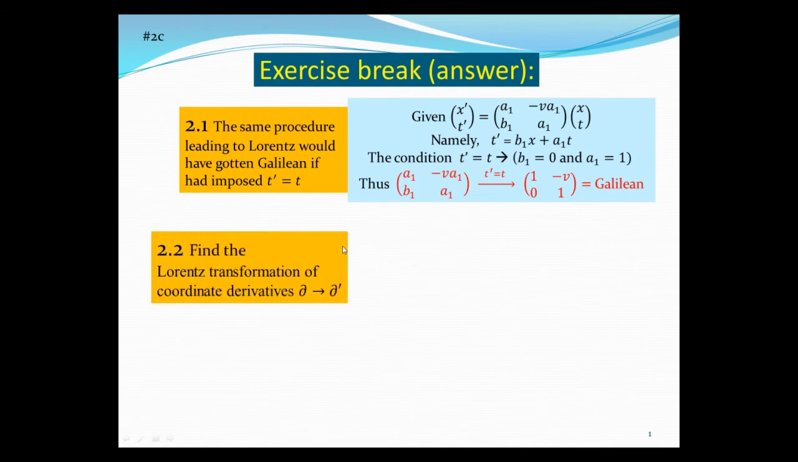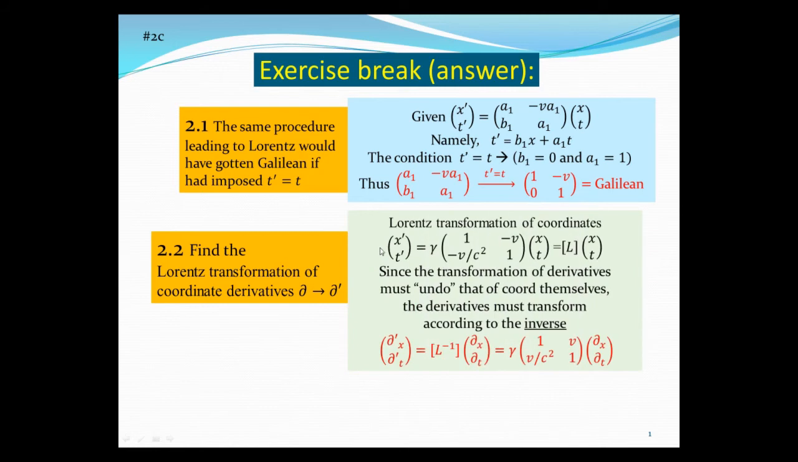And we're asked to write down the Lorentz transformation for coordinate derivatives, how they are related. Again, from the hint we know that this must undo the coordinate transformation. Here is the coordinate transformation. To undo this means the derivative must transform as an inverse transformation, which simply changes the sign of the v. So the inverse transformation is just like this one, with gamma, except with the sign changed. So that's the transformation for the derivatives.